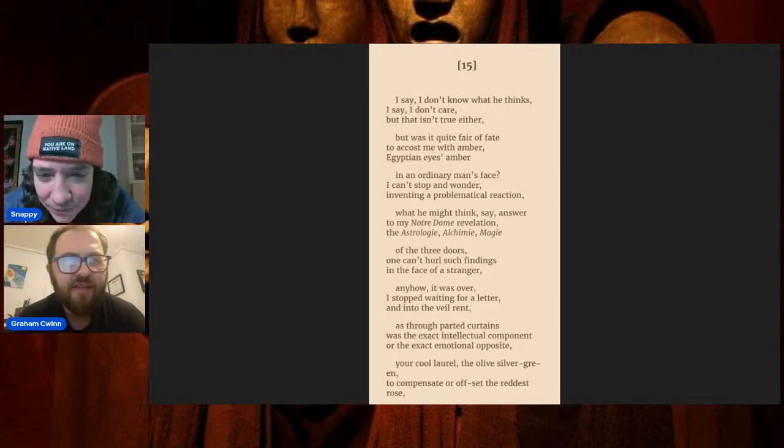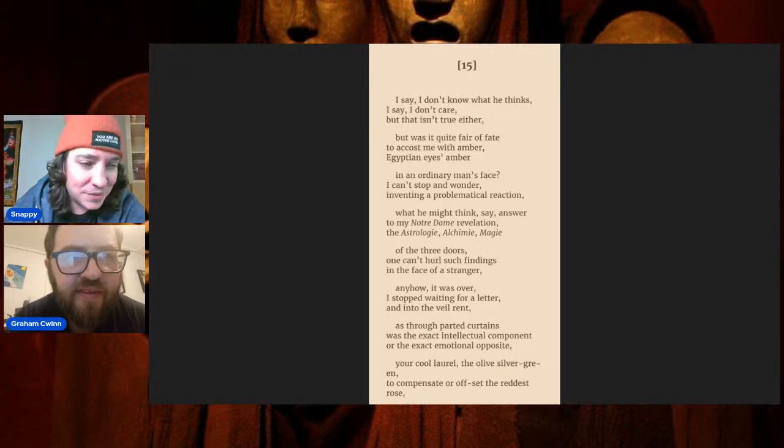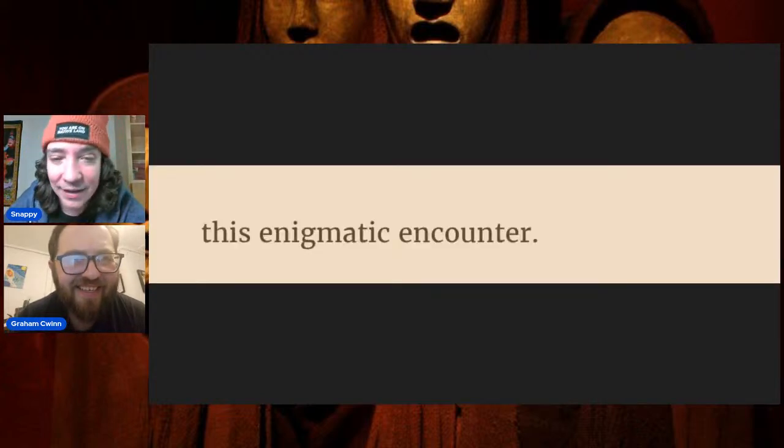How it was over. I stopped waiting for a letter, and into the veil rent, as through parted curtains, was the exact intellectual component, or the exact emotional opposite. Your cool laurel, the olive silver green, to compensate or offset the reddest rose.